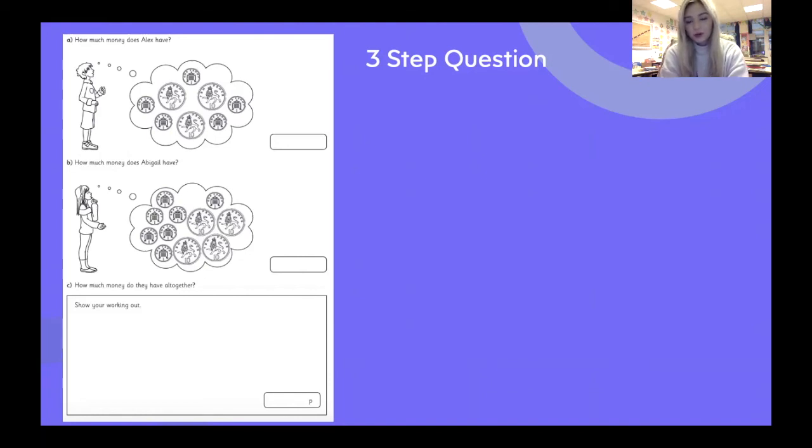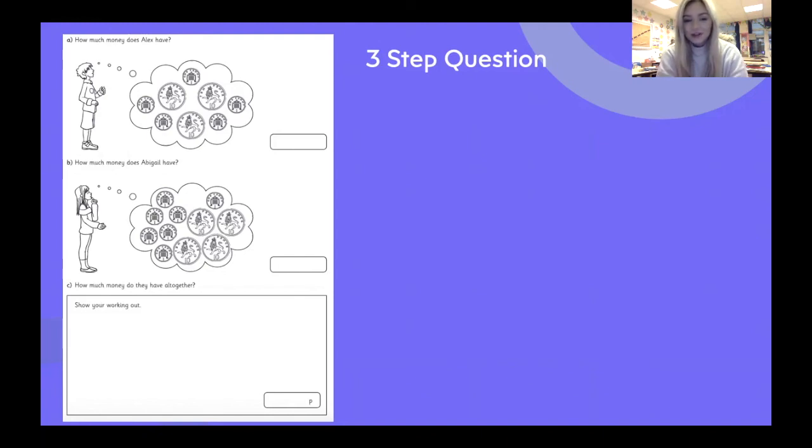What you're going to do, you are going to have a go at this 3-step question for me and upload it to Padlet. But I'm going to talk you through exactly what you need to do for each of these questions. The first question is just about counting up how much money Alex has. And luckily for us, on the coins, it tells us exactly how much they are. So all you need to do is add them together. You could even count up in your 10s and your 1s, and you can write that answer down.